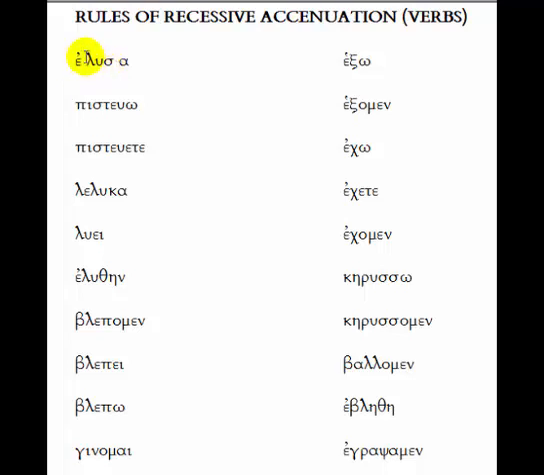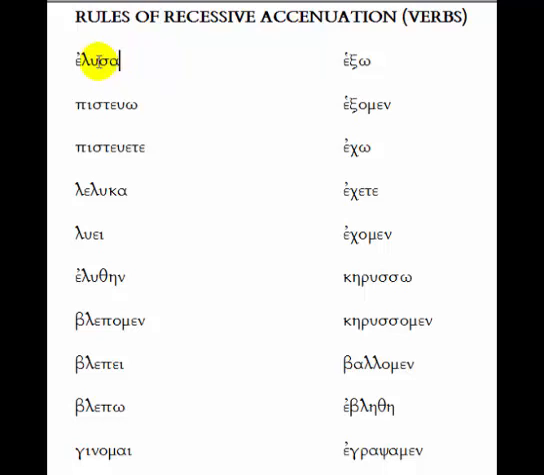Now, the rules are basically this. In Greek, for verbs, the accent goes back as far as it can go, up to 3 syllables. So 1, 2, 3. The only thing that would hold it back is the presence of long vowels. It can only go back 1 syllable from the nearest long vowel. So we have to take a look here and assess these vowels. Alpha is a short vowel.